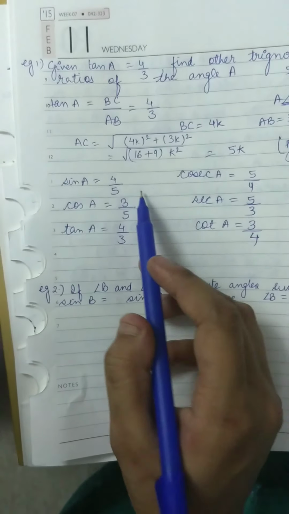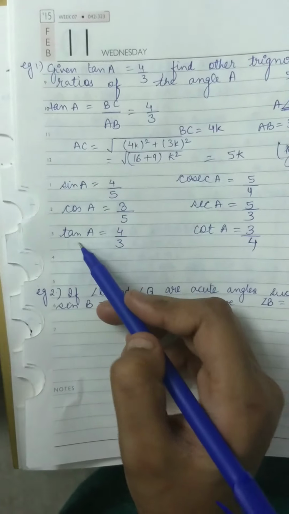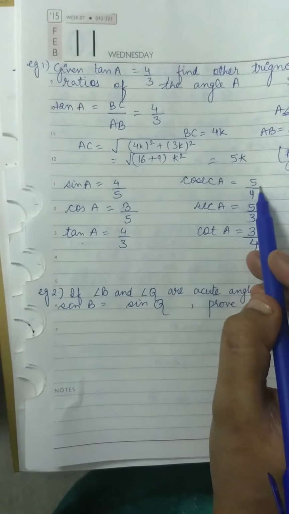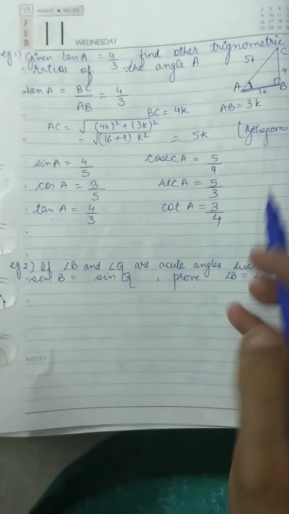Now what you can observe is sin A, cos A and tan A. Sin A and cos A are less than 1, whereas cosec A and sec A are greater than 1.